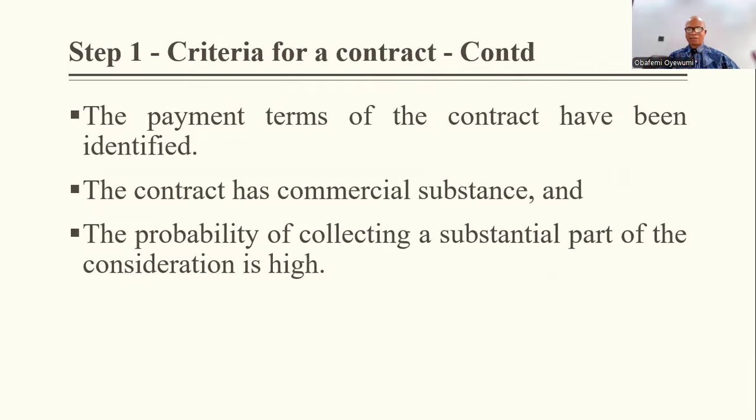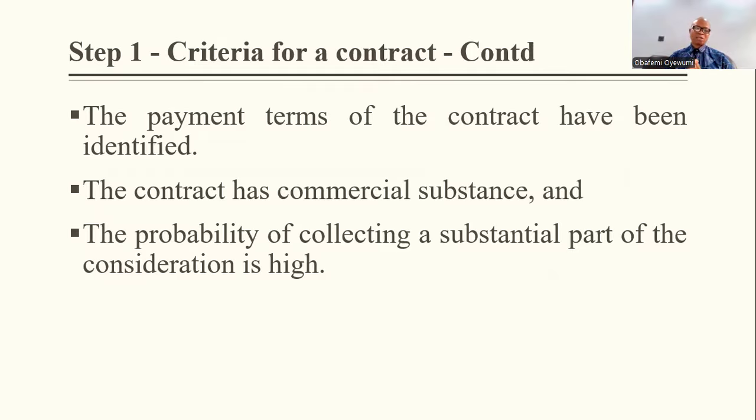So it's not just anything personal. It's not between husband and wife, just like that. No, it must have a commercial substance. That's what we're talking about here. And so that means that there must be economic consequences. When somebody is supplying the goods, somebody is paying for it. All right, so that's talking about commercial substance.